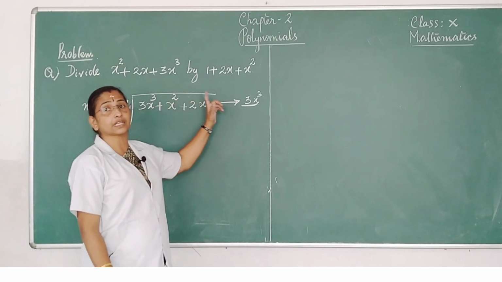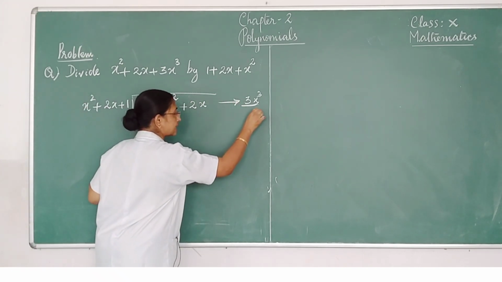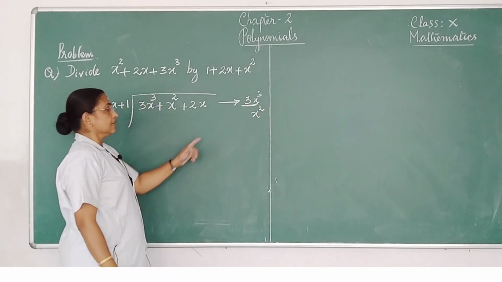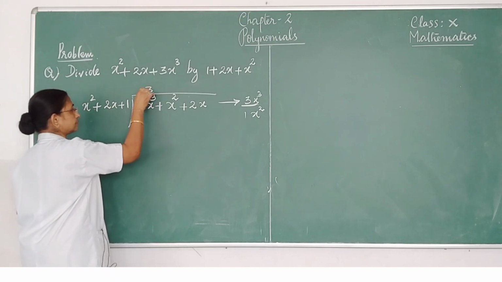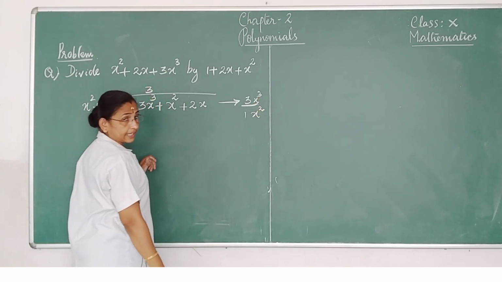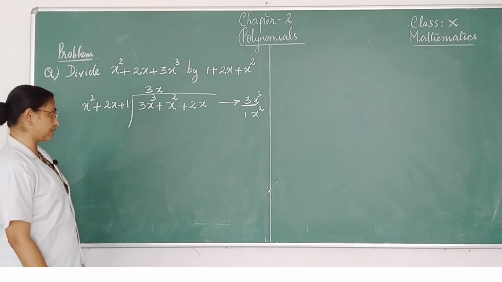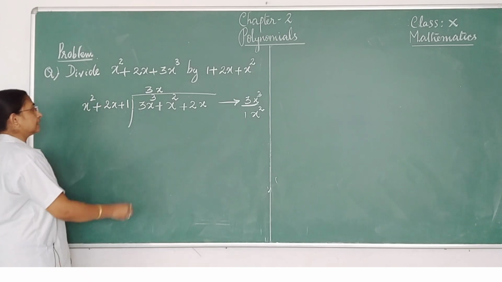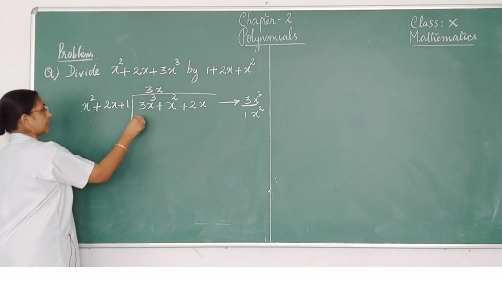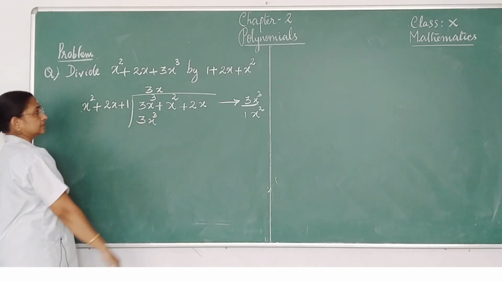You know how to find the first term of the quotient. The first term of the dividend, 3x cube, we need to divide with the first term of the divisor, x square. 3 divided by 1 gives 3, and x cube divided by x square gives x. So that will be the first term of the quotient. After getting the quotient term, you need to multiply with the divisor. 3 into 1 is 3, x into x square is x cube.